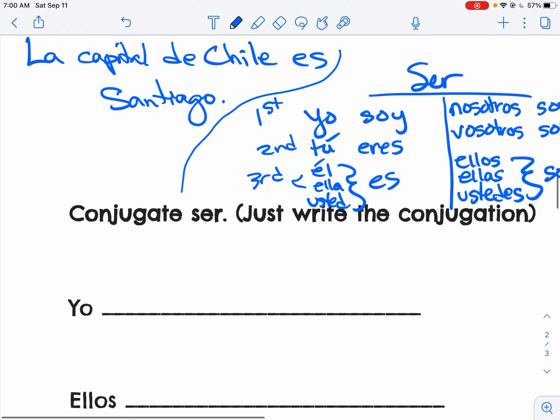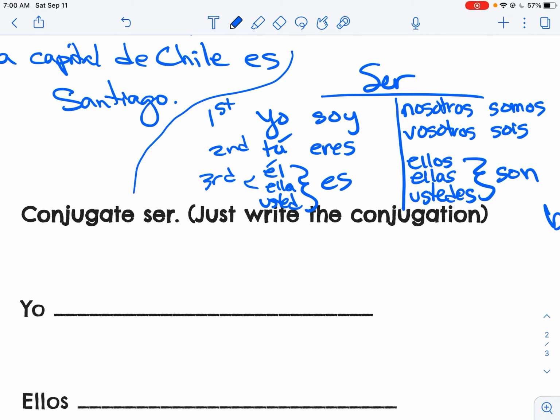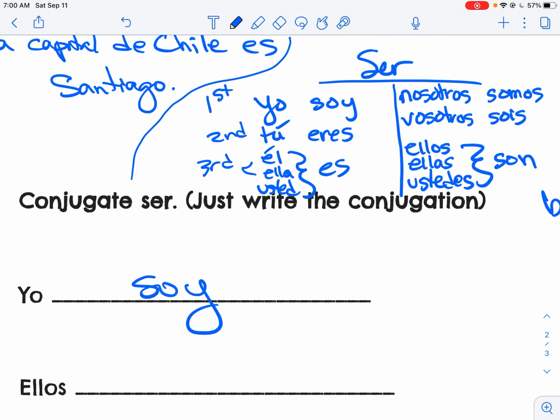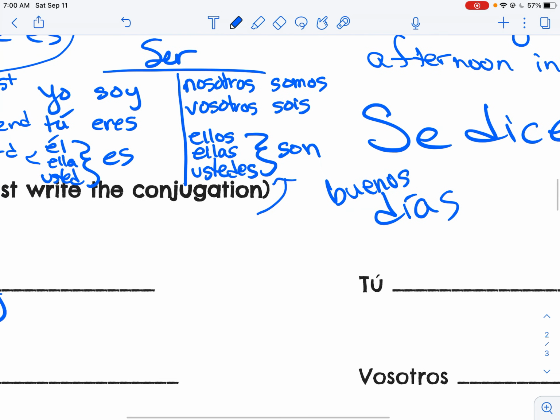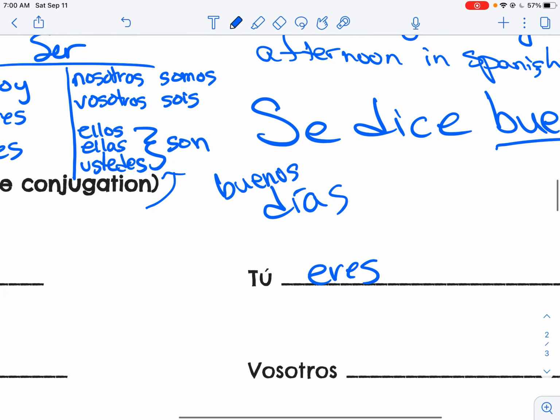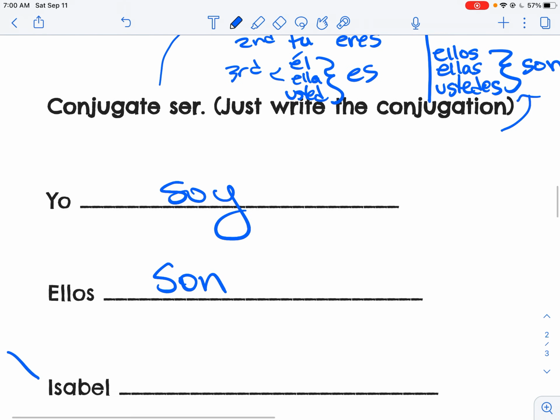These are the words that we're going to use. So let's look here. It says yo. So I look over here at my conjugations, and what conjugation goes with yo? Soy. Okay. Ellos. I look over here, what goes with ellos? Son. Let's go over here. Tú, what goes with tú? Eres. What goes with vosotros? Sois. And you just have to memorize these.